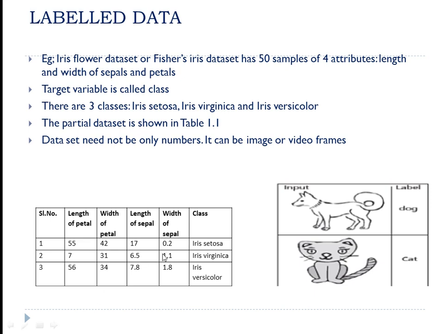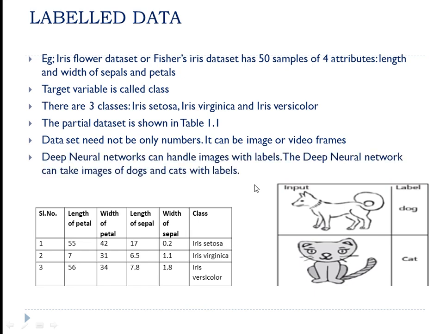Now there is no rule that a data set has to be a table like this. It can be an image, it can be a video frame also. In later sessions, when we discuss deep neural networks, we will see that deep neural networks can easily handle images with labels, right? For example, this is what we see in the right-hand diagram. I can give lots of images of dogs with the label dog, and lots of images of cats with the label cat, to the deep neural network. This is a labeled data set where I am giving labels to the classes.